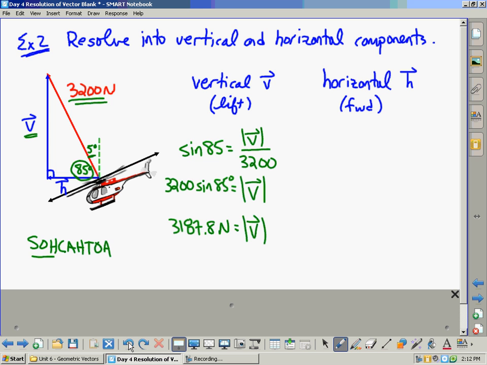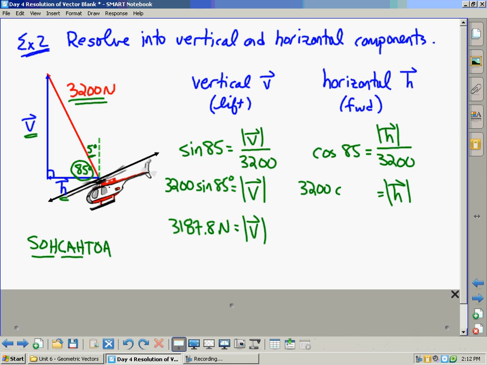We can do the same thing with H, except if we use 85, H is the adjacent. We'll still use 3,200, but this time we'll use cos. And so it'll be cos of 85 equals the horizontal component over 3,200. Isolate for H, divided by 3,200 means we multiply. So 3,200 cos 85. Punch that in our calculator and we get 278.9 newtons.